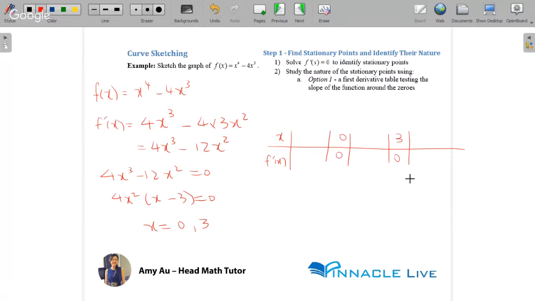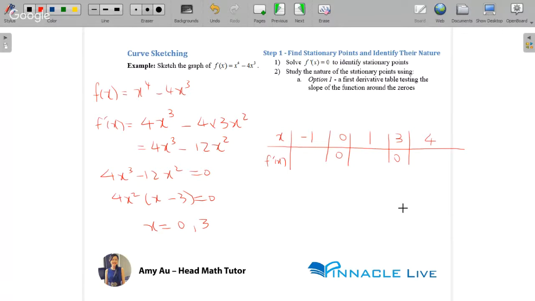So I suggest drawing one continuous table. It just helps you visualize the graph a little bit better. And what you want to do is sort of pick numbers around these points. Okay, so for example, something less than 0, -1, is a good candidate for testing. And something between 0 to 3, you can pick 1, 2, 2.5, 2.25, 0.5, anywhere really. Okay, so I'll just pick easy numbers, 1, and then something above 3, 4.